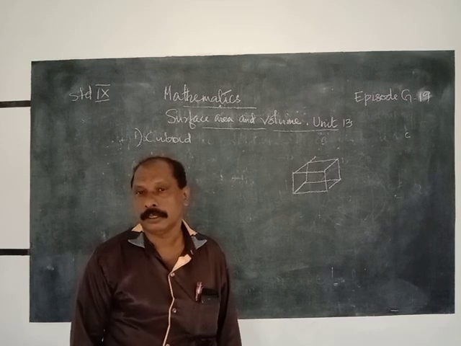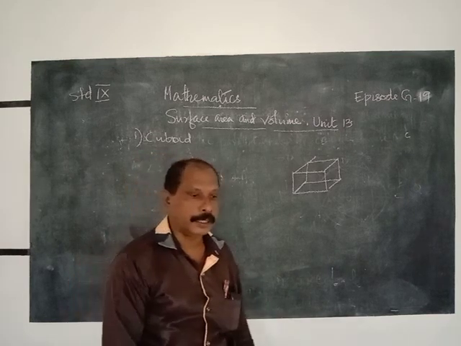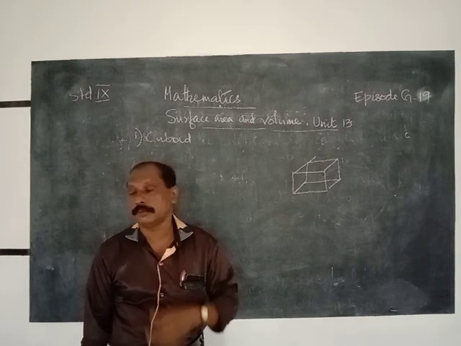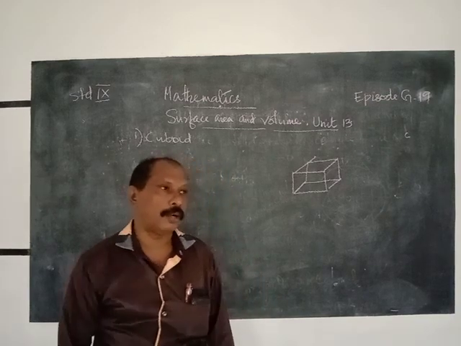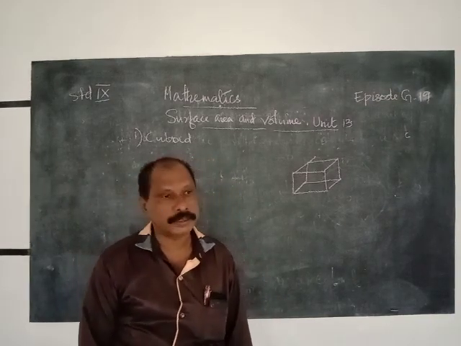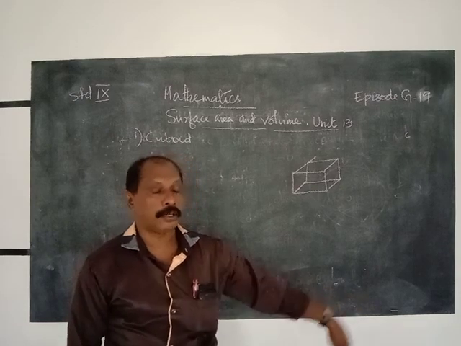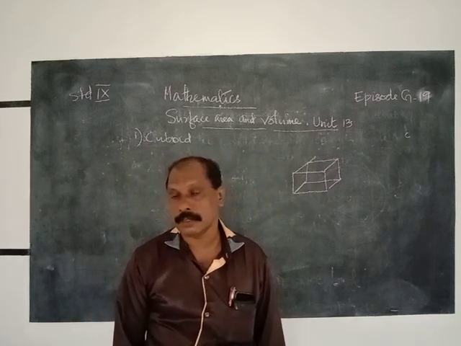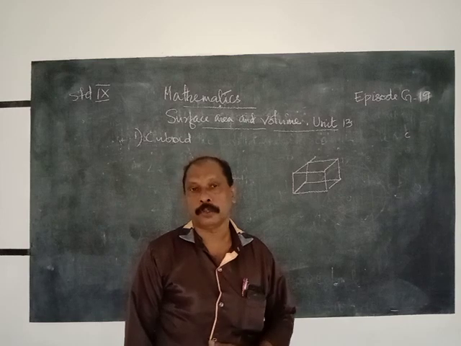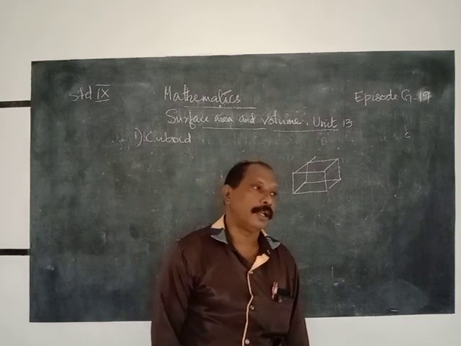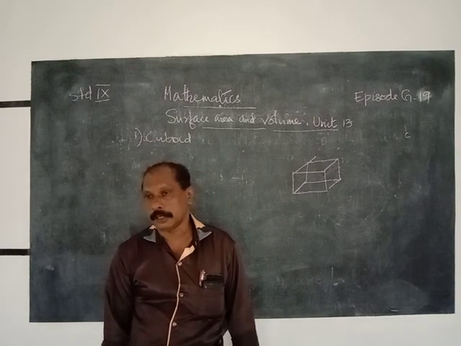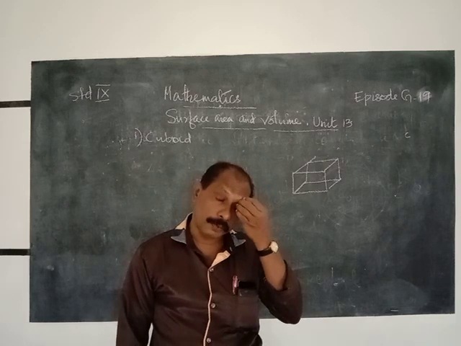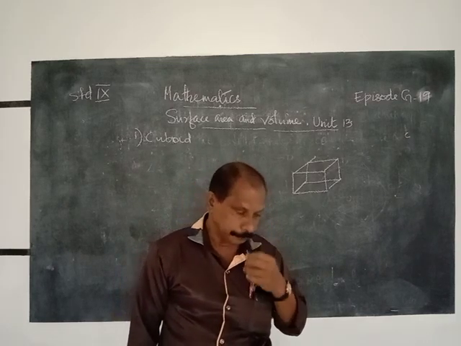How many edges? There are 4 edges for the base, 4 edges for the top and 4 edges for the lateral surface. Therefore, 12 edges. The point of intersection of edges is a vertex. Therefore, there are 4 vertices in the base and also 4 vertices in the top. Therefore, 4 plus 4, 8 vertices for a cuboid. For a cuboid, there are 2 base surfaces and 4 lateral surfaces, the number of surfaces is 6, the number of edges is 12 and the number of vertices is 8.